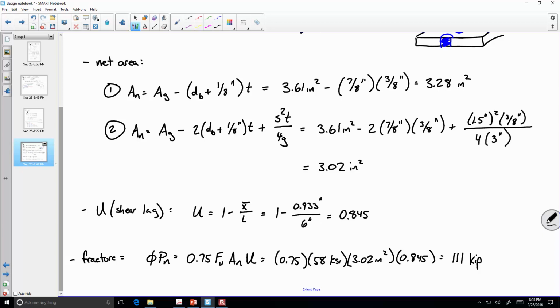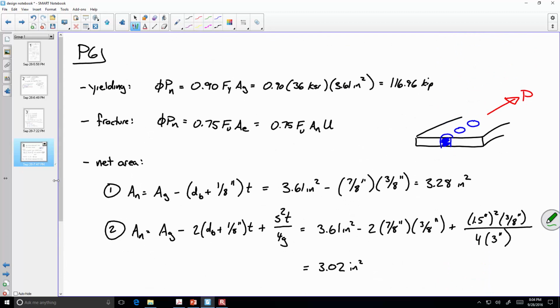Everybody else get that? See, when I did mine, I had a typo, I think. What it was is I think I was looking ahead. I think I used 0.943 as my shear lag factor, and my numbers came out a little differently. I also, for some reason, had a different connection length. I think I adjusted the problem later. But ultimately, here's the long and short of it. So here's your capacity according to fracture. Here's your capacity according to yielding.